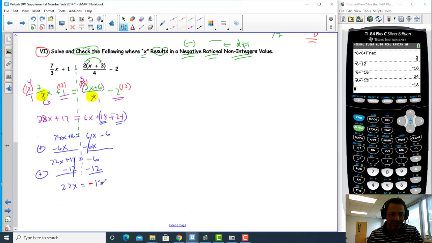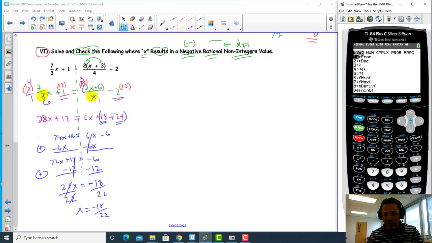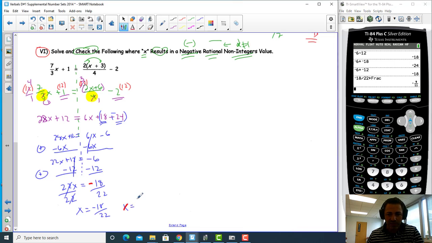Negative 18. Divide out the coefficient of 22. And because 22 doesn't divide into 18 without a remainder, you could leave your answer as negative 18 twenty-seconds. But often we're asked to simplify that relationship. You could go to your calculator and type in negative 18 divided by 22, and you could select math, choice 1, simplify the fraction. It's going to divide out a GCF of 2, and it's going to say that the final answer should be that x is equal to negative 9/11.